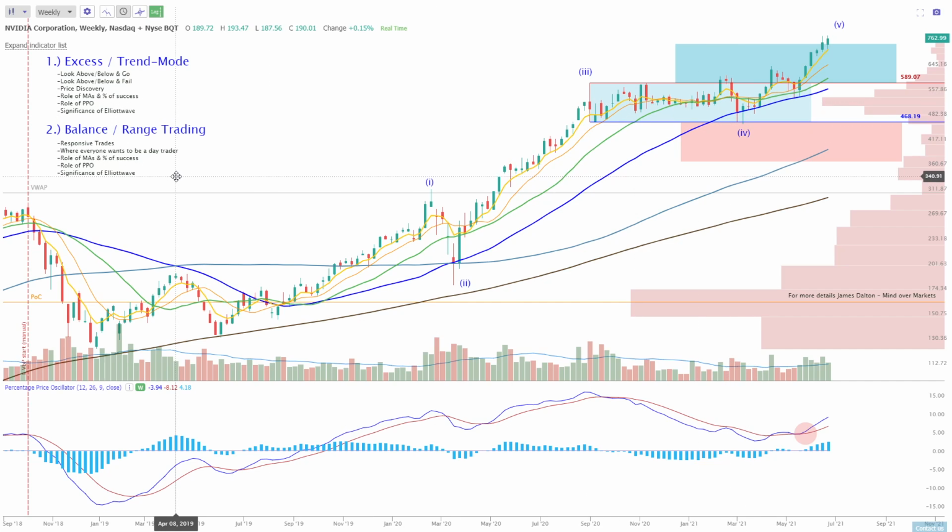Now, in balance, the significance of Elliott Wave is the puzzle, right? There's only a handful of corrections that you have to master: the zigzag, the flat, the WXY, and then the triangles. And there's variations on each, but while you're in balance, this is where you're going to see, when excess ends, I guess is another way to say it. That's when you're going to have to know all your patterns. And that's really where all the money is made in Elliott Wave, right?